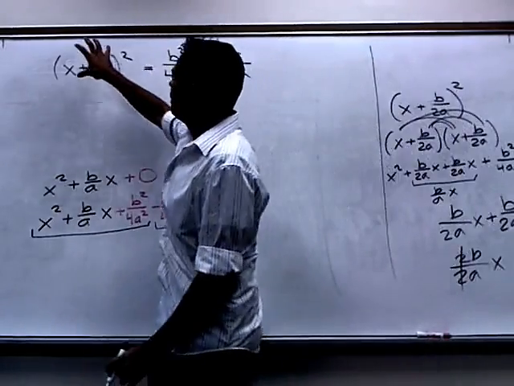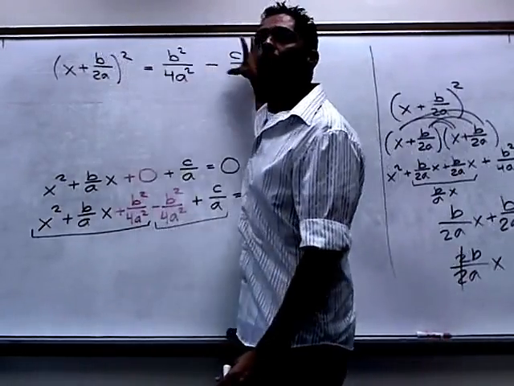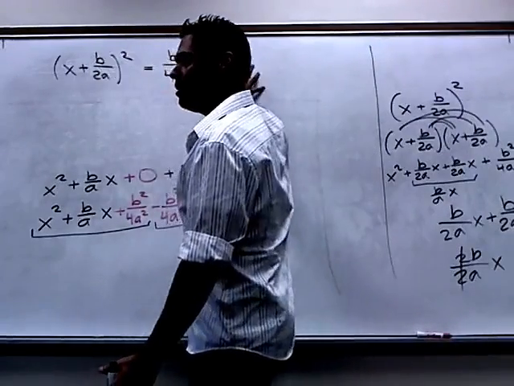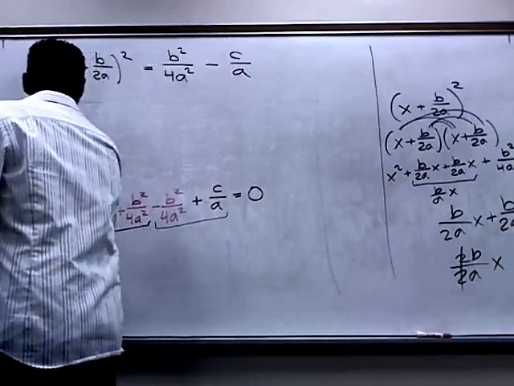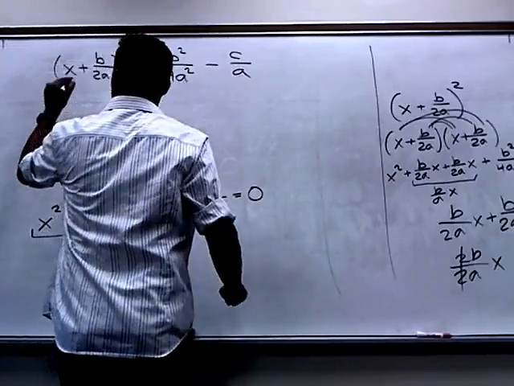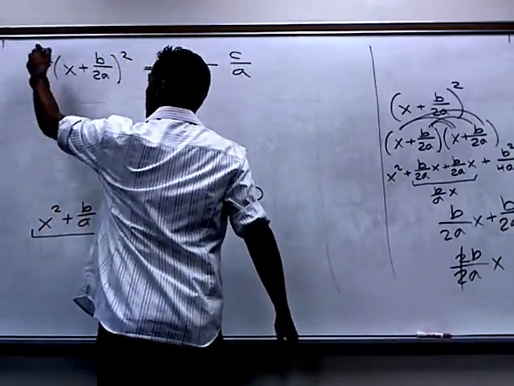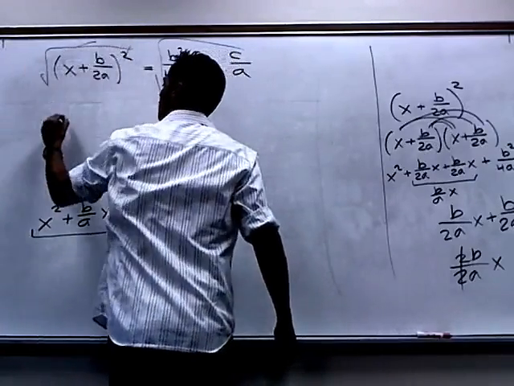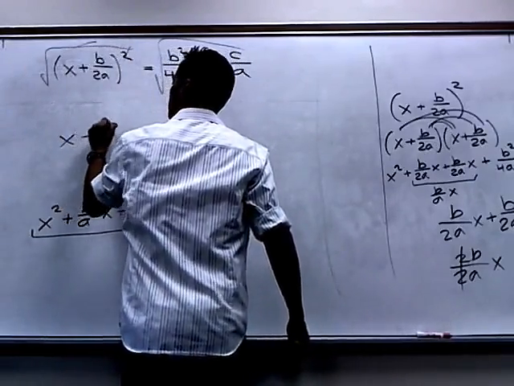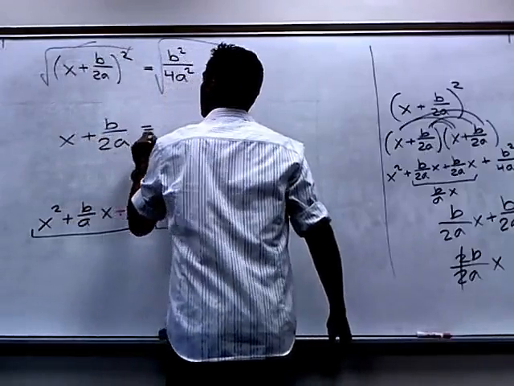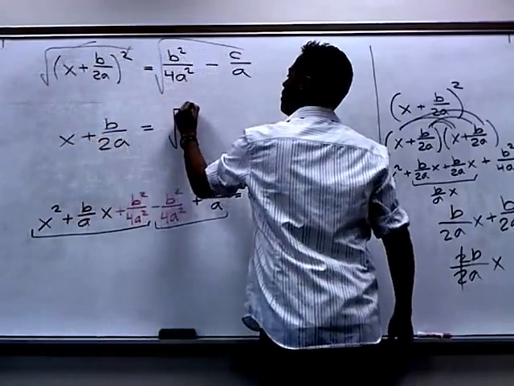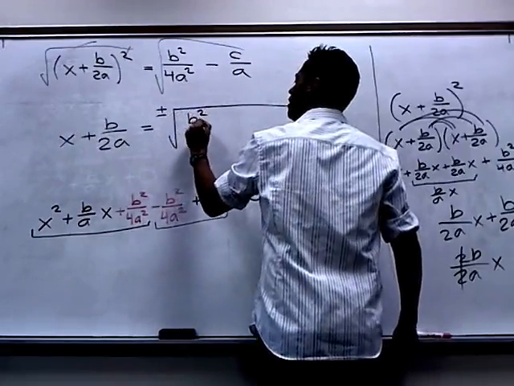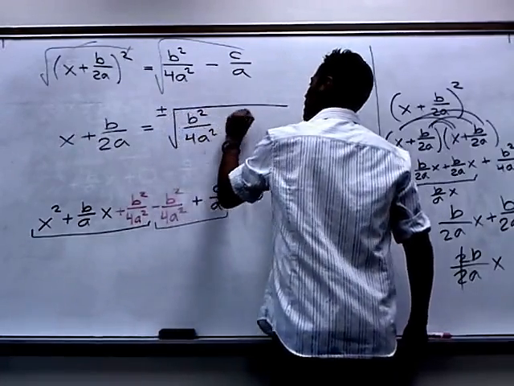Now, do I have something squared equals a number? Yes. That's what you've got to get it to. Yep, that's what I'm trying to get it to. So now I take the square root on both sides. When I take the square root over here, what happens? It cancels out on the left side, so x plus b over 2a. Over here, what do I get? Square root, but then I have to do what? Plus or minus, b squared over 4a squared minus c over a.